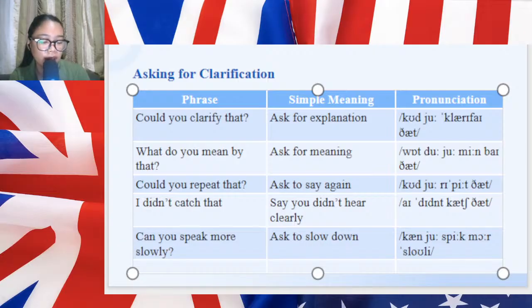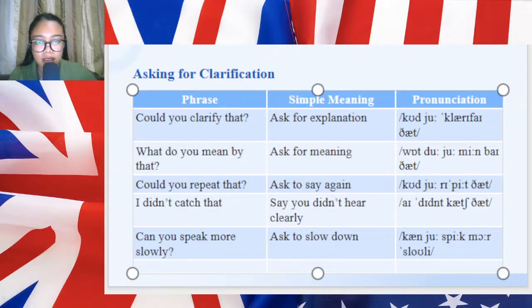Could you clarify that? Next, what do you mean by that? Again, what do you mean by that? This is asking for meaning. It is a more direct inquiry asking for the speaker to explain the meaning or intention behind a particular term, a particular phrase, or maybe a statement they have used. So it is a straightforward phrase and it aims to get to the core of the speaker's intended meaning.